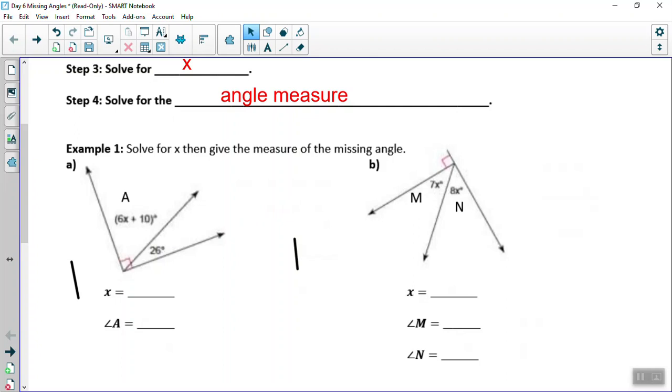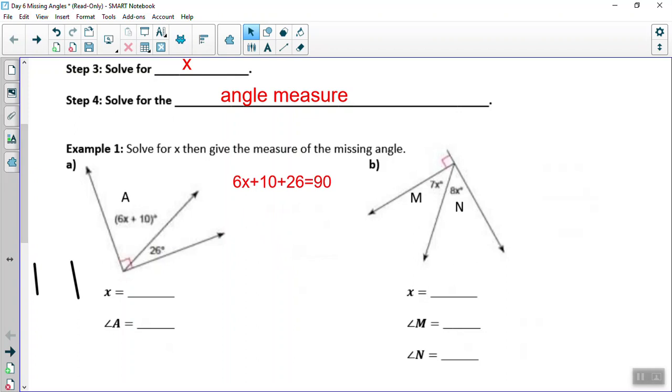Let's ignore these little lines that I've put in here. Alright, so here I have two angles. They're adjacent, so I know I'm going to add them together. Right? Now I have to decide, are they complementary or supplementary? Well, this little box in the corner tells me they are complementary. So these two angles are going to add together to equal 90 degrees. So 6x plus 10 plus 26 is going to equal 90.